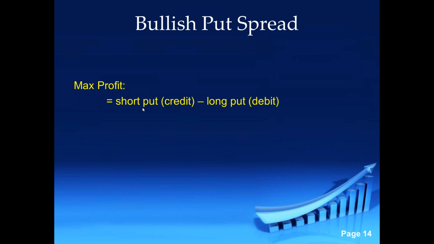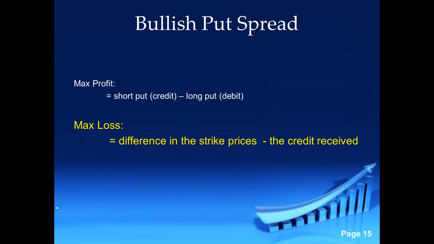Max profit is going to be the short put that we got the credit for minus the long put, which is the debit. So the difference between those, or the premium that we receive at the inception of this, is our max profit. Our max loss is going to be the difference between the strike prices minus the credit we receive. So if it's a $5 wide spread, we're going to want to collect at a minimum of $1.25, and it's going to be somewhere between $1.25 and $1.50 is what we're looking for. Hopefully $1.50 would be best case scenario on a $5 wide.